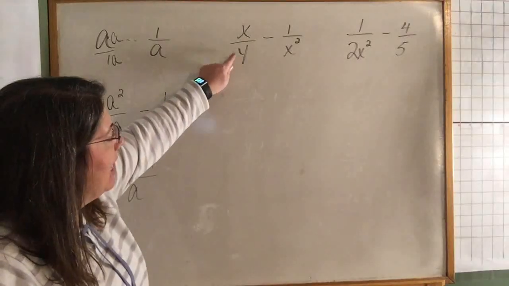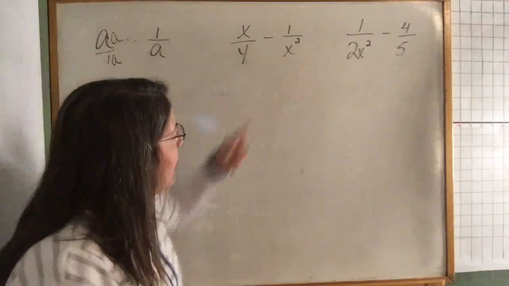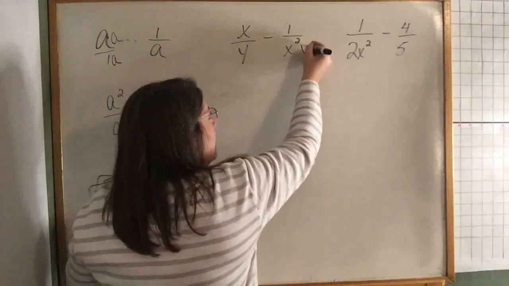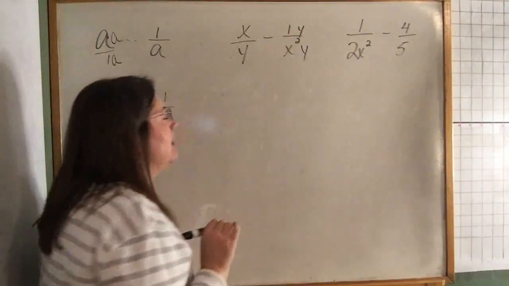This one has a y, so this one needs a y. I'm going to multiply the bottom and the top by y.